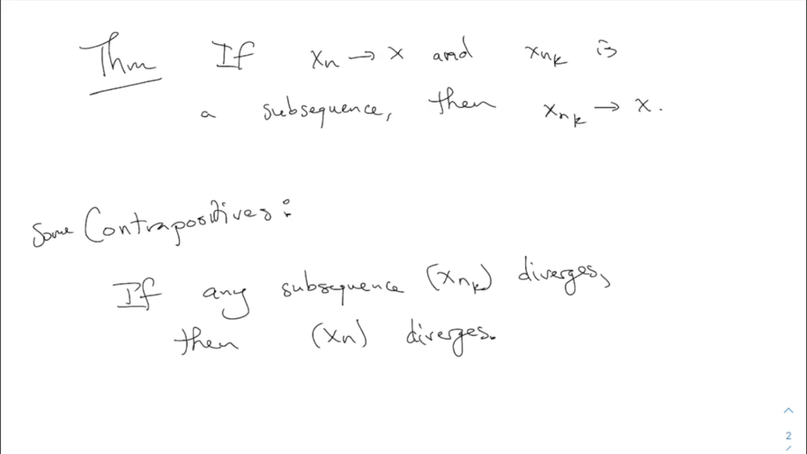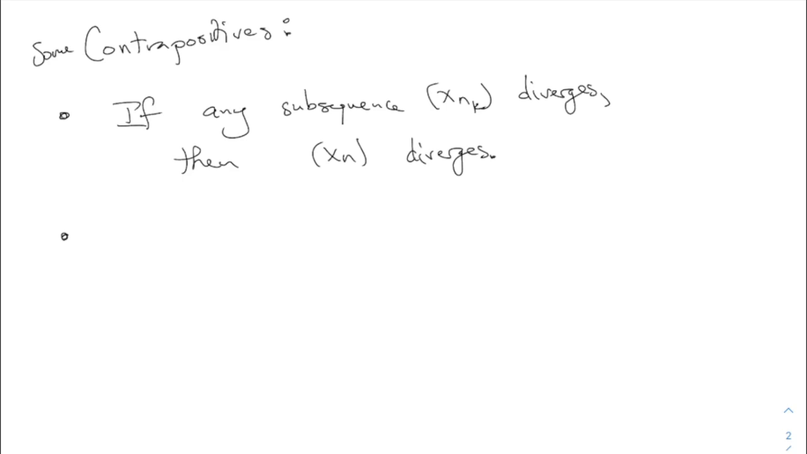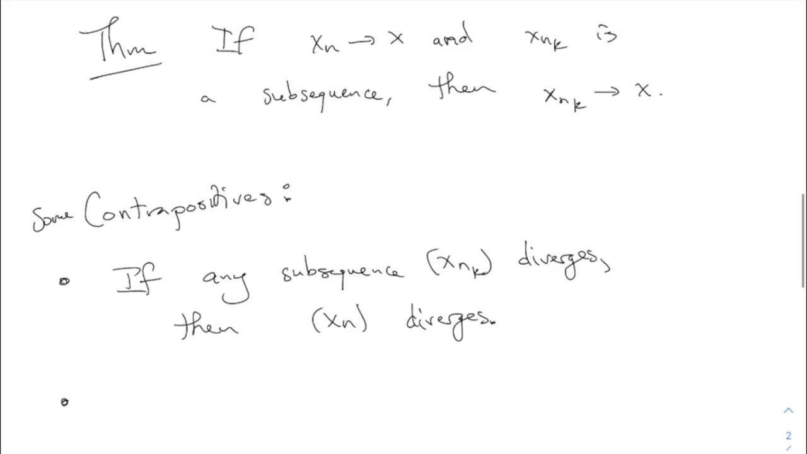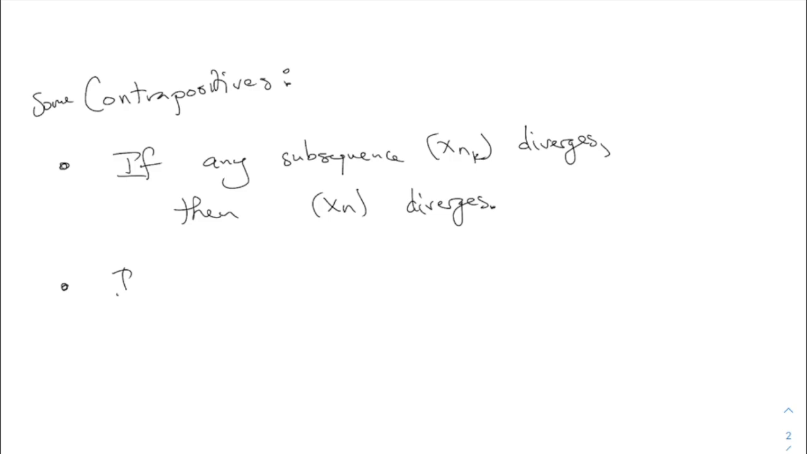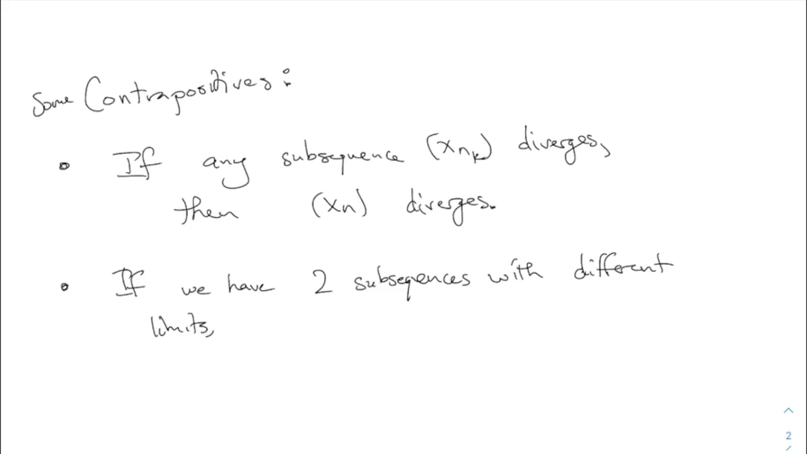And this is often a convenient way to show that. Here is another one which is more useful. The theorem says that all the subsequences have the same limit, right? They all converge to X, the same thing. What that means is if you have two different subsequences that converge to two different things, then the original sequence must diverge. So if we have two subsequences with different limits, then x_n diverges. Because when x_n converges, all the subsequences have the same limit. So if you ever see two subsequences with two different limits, the whole sequence must not have converged in the first place.